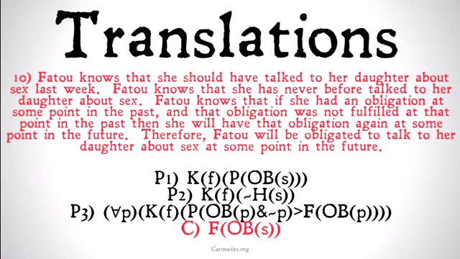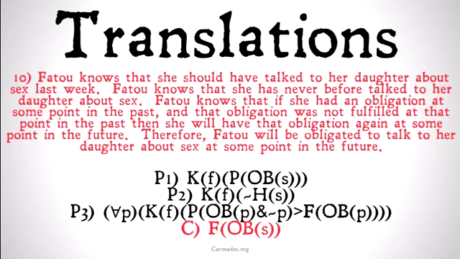Okay? Therefore, at some point in the future, Fatu's obligated to talk to her daughter about sex. Also, remember our bonus question related to this, which is to try to prove this by claiming that Fatu has logical omniscience, basically saying that you can use the necessitation rule for epistemic logic. Our conclusion now is not just that at some point in the future it's obligatory that Fatu talk to her daughter about sex, but rather that Fatu knows that at some point in the future it's obligatory that she talk to her daughter about sex.